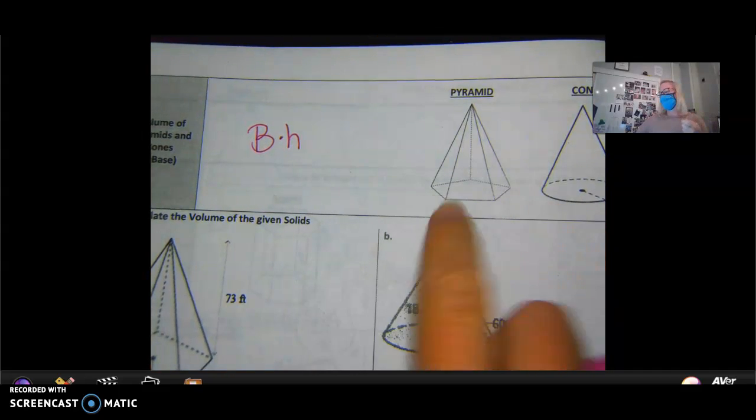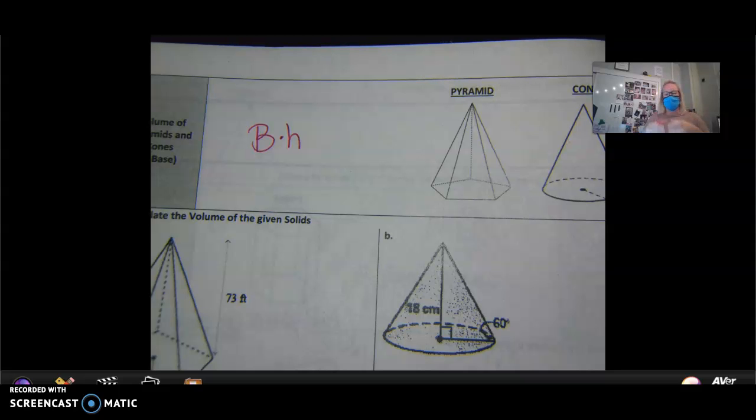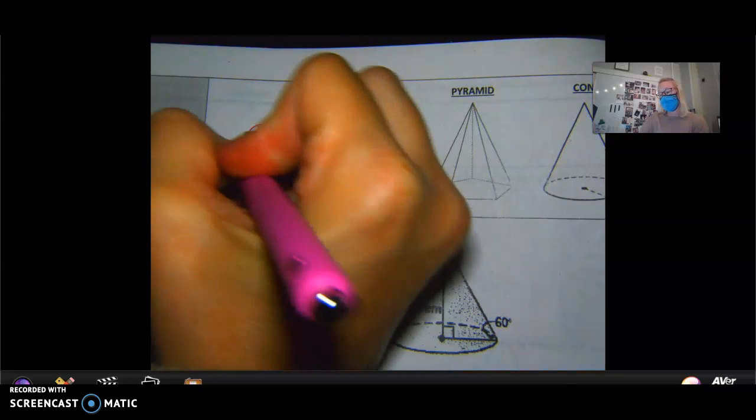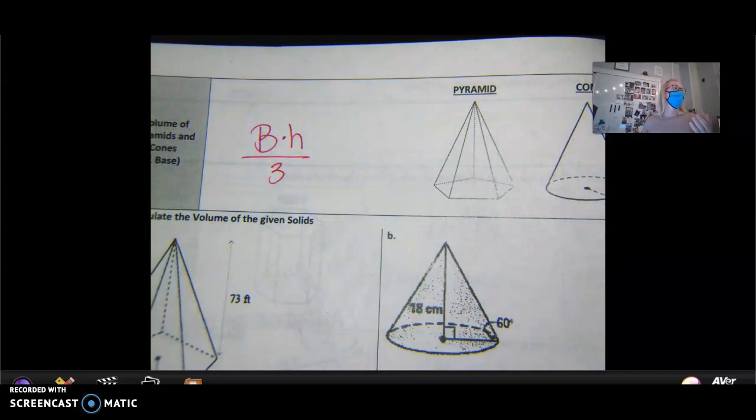Close. Because you would think this comes up to a point, so it's not going to take up that whole cylinder, right? It's going to maybe take up a half. It doesn't take up a half. It actually takes up a third. So you divide by 3 or multiply by a third.